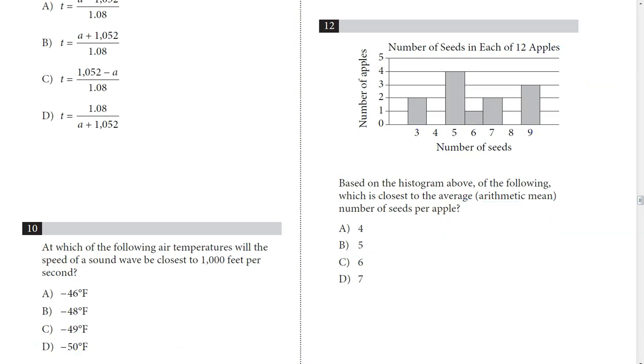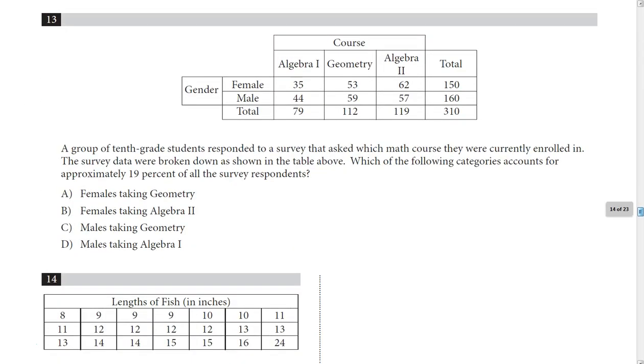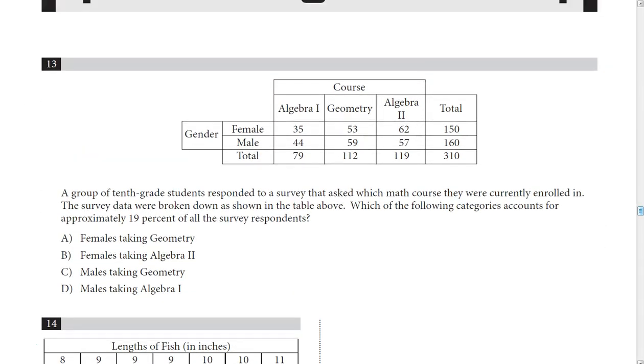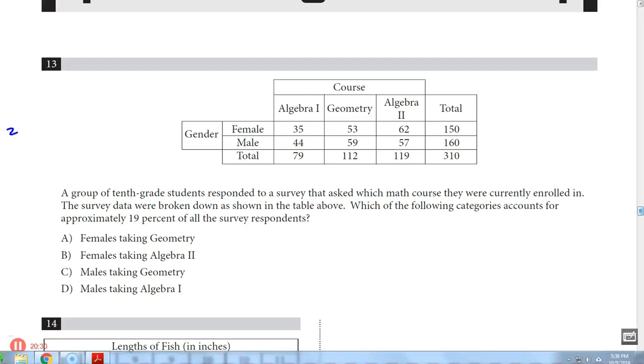All right, so moving on down, number 13. So 13 is a table, and the tables here are a little bit challenging, especially the first time that you see them. And this is a pretty big one. There's a lot going on. So there's two ways you want to look at it. You want to look at this table vertically, going up and down. And then you also want to look at it horizontally, going sideways, because there's totals in both directions.